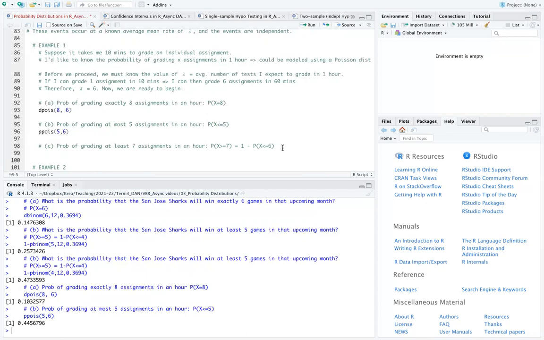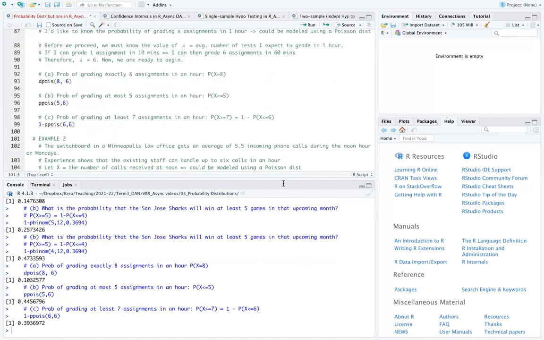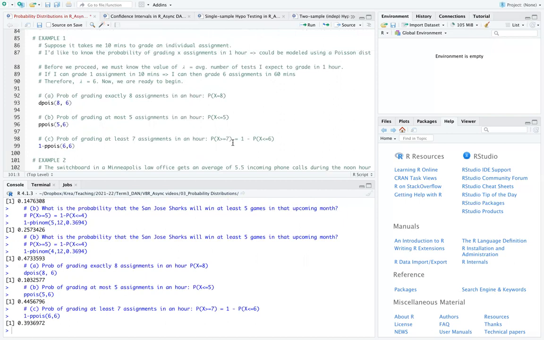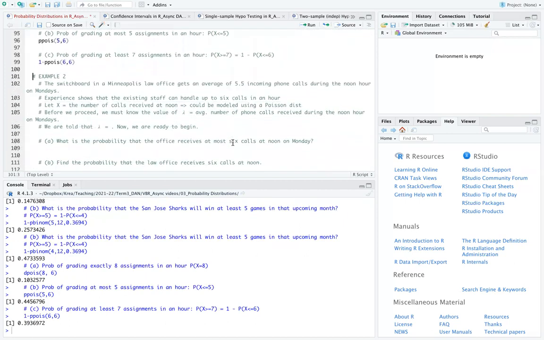So this is nothing but 1 minus P Poisson 6, 6. And enter, we get 0.39369. And that's how we've solved the first example. I'll do one more example and I'll let you do the final one yourself.